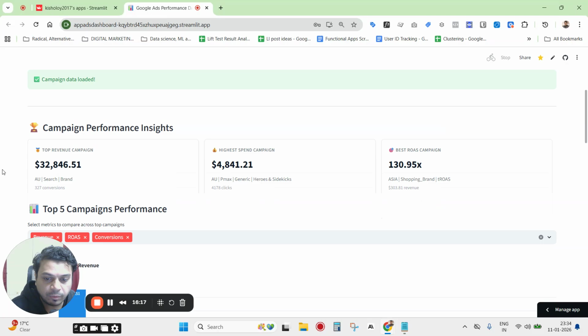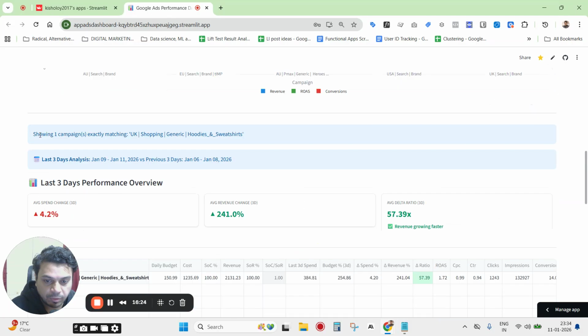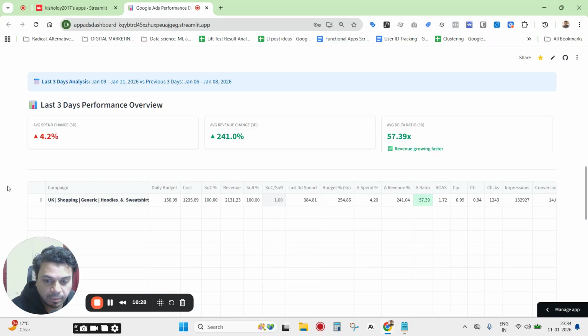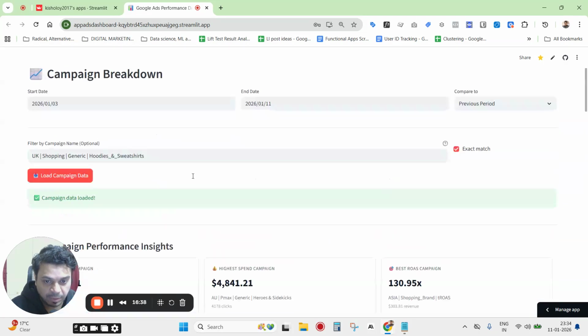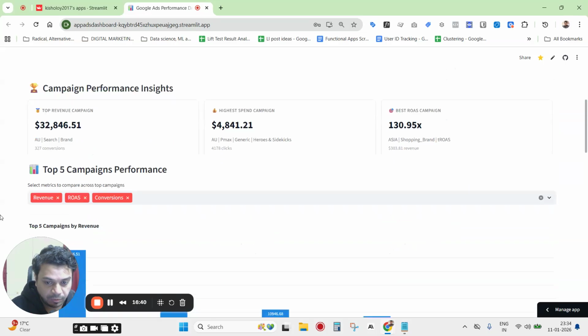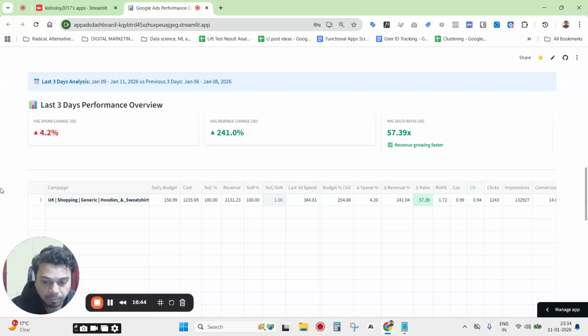See, the top campaign and this part here remain the same, but now this, and also the top campaigns by revenue, now show only one campaign and the situation with this campaign. For this, the spend levels have gone up, but the revenue has gone massively up in this period, which is the 3rd of Jan to the 11th of Jan, which is why the revenue is going way faster compared to the change in spends.